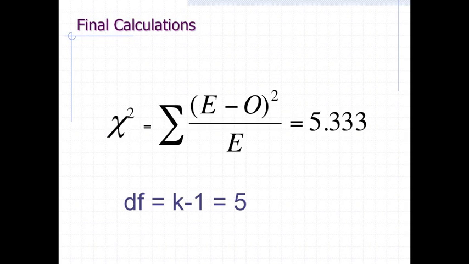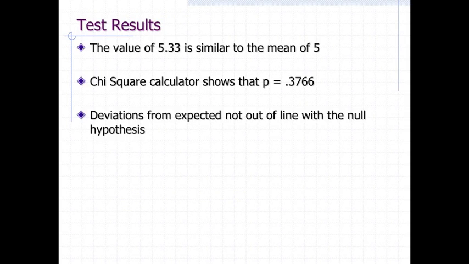Next, you add up the (E minus O) squared divided by E column. This total is distributed as chi-square. The degrees of freedom is equal to the number of possible outcomes, which we call k, minus 1. Since there are 6 possible outcomes for the die, the degrees of freedom equals 5. Recall that the mean of the chi-square distribution is its degrees of freedom. In this case, the mean is 5. Therefore, the value of chi-square is similar to the mean of the distribution.